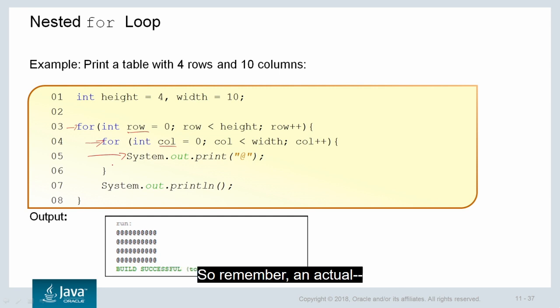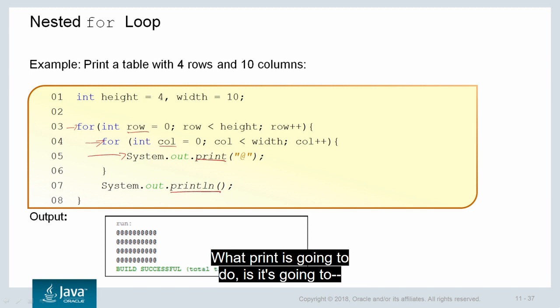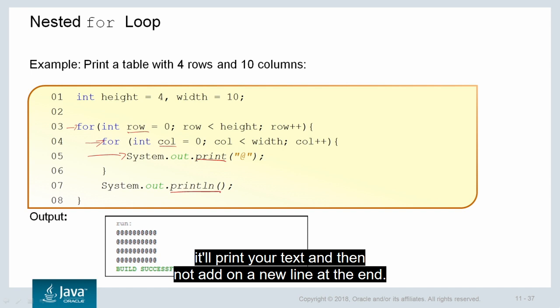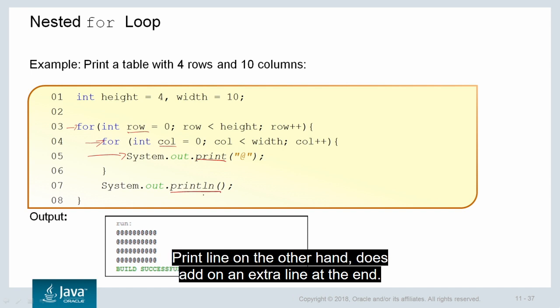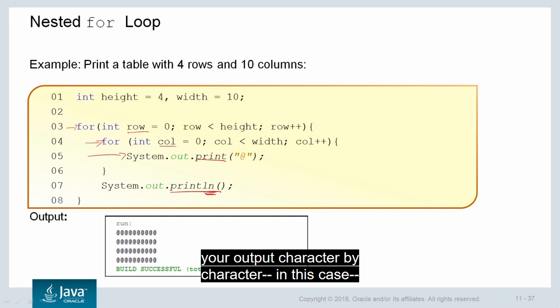So remember, there's a key difference between the methods print and println. Print will print your text and then not add on a new line at the end. Println, on the other hand, does add on an extra line at the end. So if you just have a print statement, it's a way to gradually build up your output character by character in this case, or just output by output without that line separation. Anyways, let's take a look at what's happening.